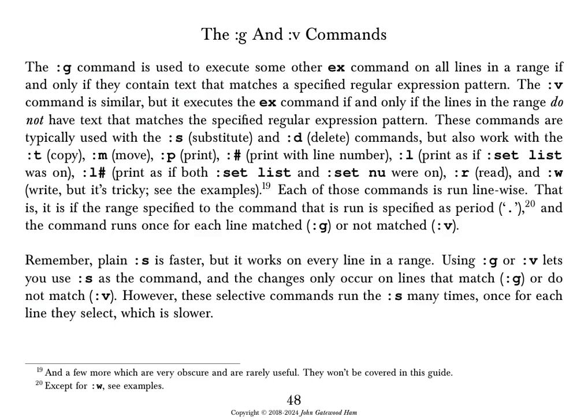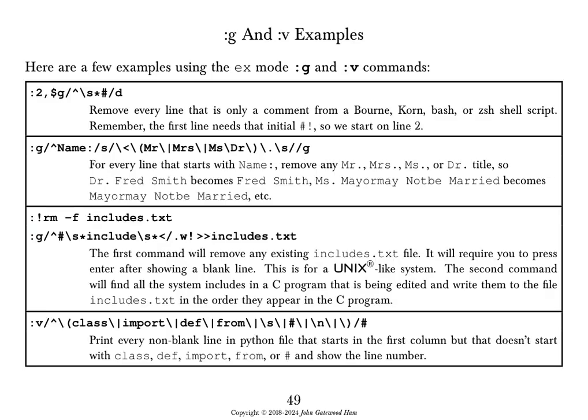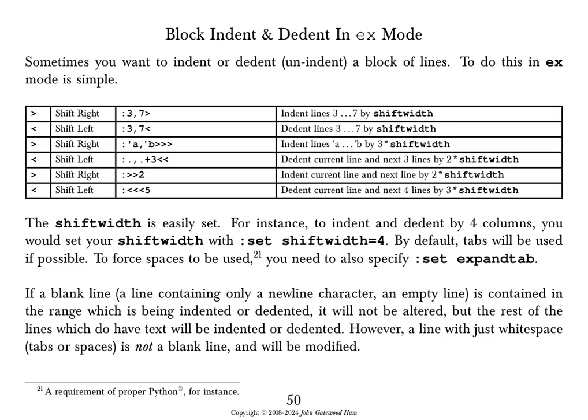G and V were pretty much undocumented in last year's version of this file, but I have completely documented it, and I've tested these patterns. I hope there aren't any bugs, but I've done my best with some pretty common examples. And then we're back to block indent and dedent, which was in the old version.